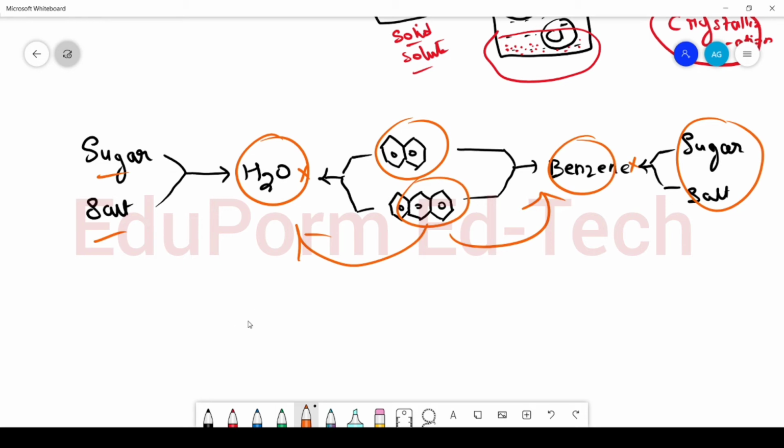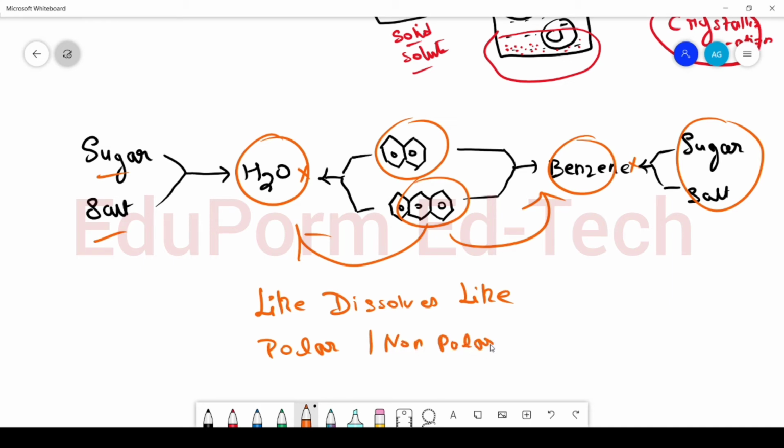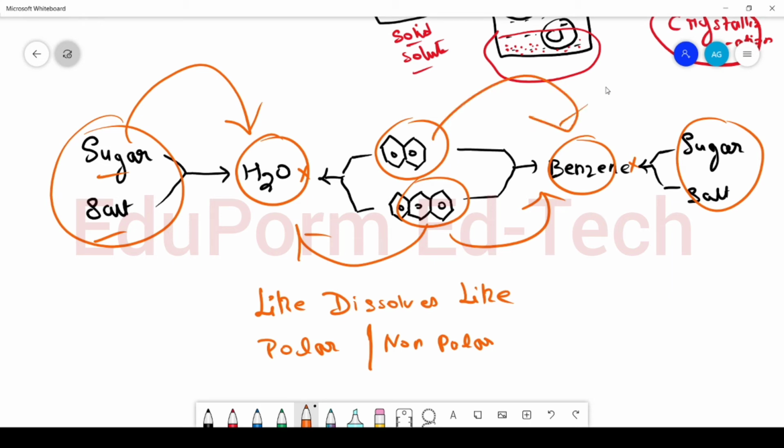This is because like dissolves like. And what does it mean? It simply means that polar dissolves in polar and non-polar dissolves in non-polar. Sugar and salt are polar, so they dissolve in a polar solvent, that is H2O. Naphthalene and anthracene are non-polar, so they dissolve in the non-polar solvent, that means benzene.